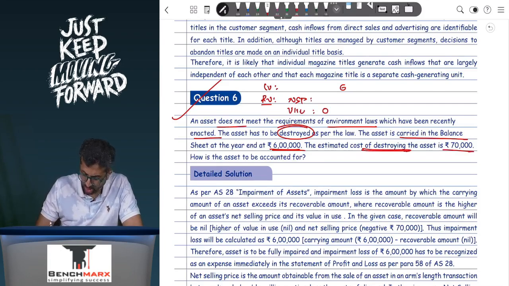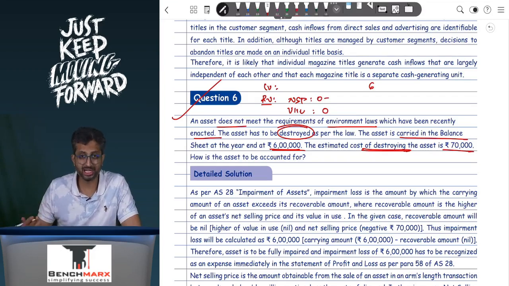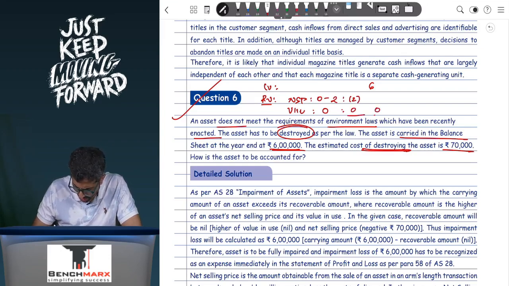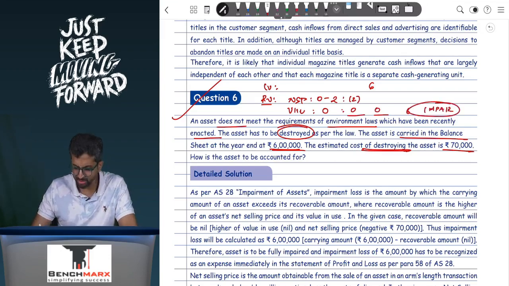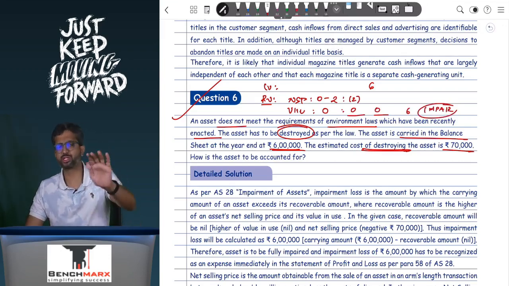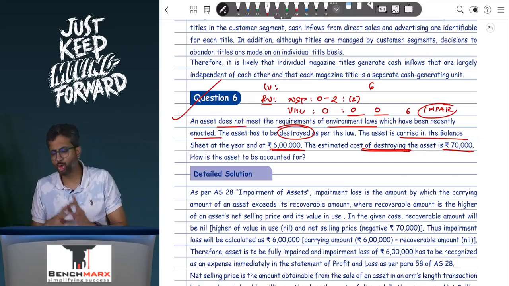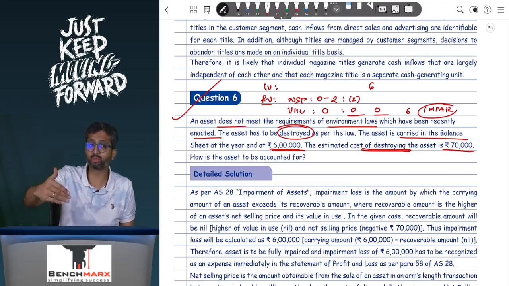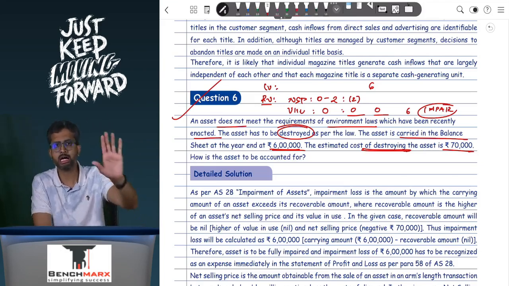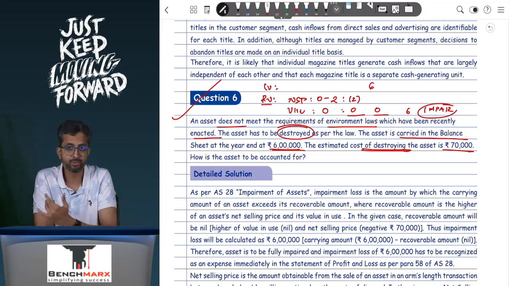So, what the Institute has done, and maybe you can do it differently as well, is they have said that the net selling price will be 0 because the asset has to be destroyed. You can't sell it, you can't use it. But if I have to destroy it, there is a cost, and hence this is negative, or 0, whichever is higher, which is equal to 0, and hence 6 lakhs will be the impairment loss. Now, what do you do with the destruction cost? In my opinion, it will also go to the P&L as destruction cost as per AS 29, because there is an obligation to destroy. So I can always compare directly my carrying value of 6 lakhs with the recoverable value, which is 0, and hence book a 6 lakh impairment loss. Beyond that, there will be no loss.